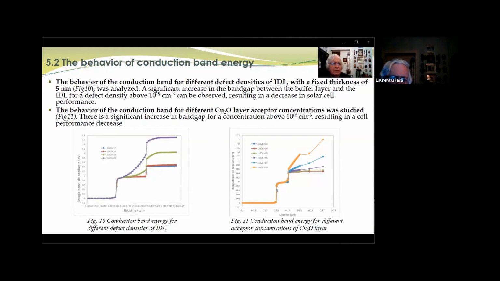The behavior of the conduction band for different copper oxide layer acceptor concentrations was studied too, and a significant increase in the band gap is remarked for a concentration above 10^16 centimeters to the minus 3. And that results in a performance decrease.